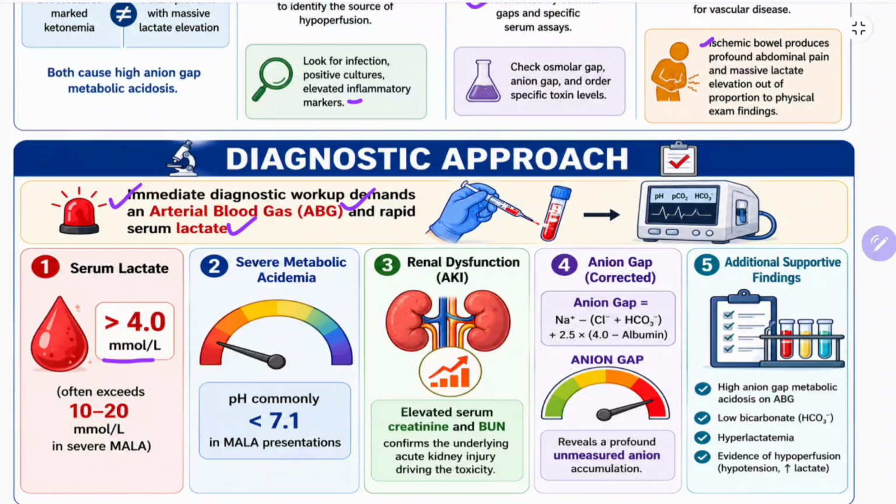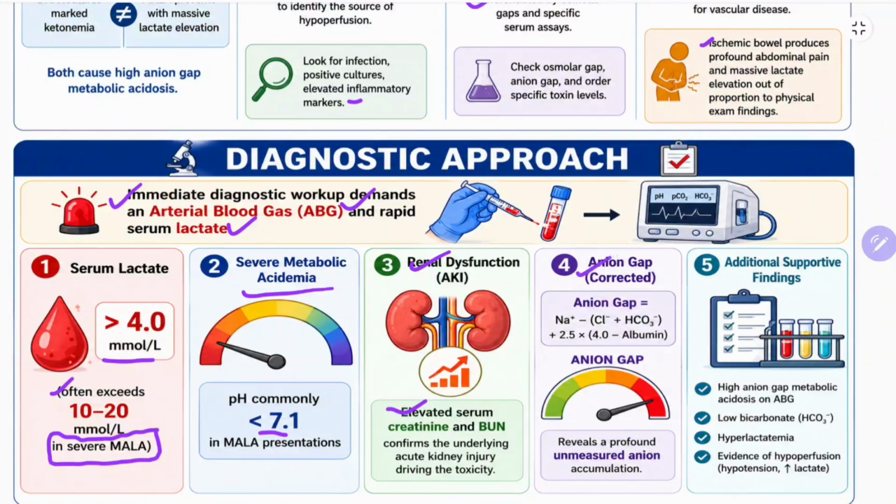Serum lactate more than 4 millimole, that is increased lactate level, often exceeds 10 to 20 millimole per liter in severe MALA. Severe MALA is associated with more than 10 to 20 millimole per liter of serum lactate. There will be severe metabolic acidemia. pH commonly drops to less than 7.1 in MALA presentation. Severe lactate elevation, severely decreased pH less than 7.1, and renal dysfunction. There will be elevated serum creatinine and BUN, confirming the underlying acute kidney injury driving the toxicity.